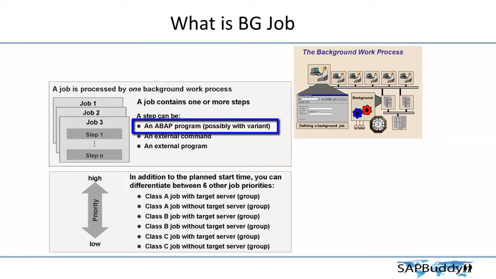What can a step contain? A step can contain an ABAP program, possibly with a variant. That means an ABAP program can give you output without any selection criteria. You can run an ABAP program in two different ways. When you are creating the program and you run it, and this particular program does not have any screens, it will generally give you the output. For example, we have this RSPARAM, right? The RSPARAM program does not have many selection criteria. You just run it, you get the result.